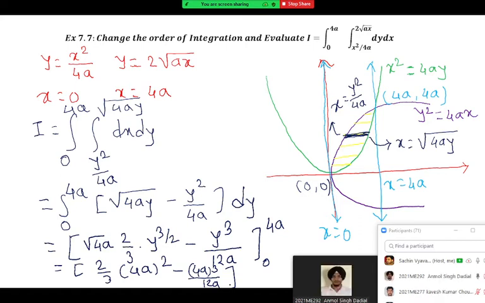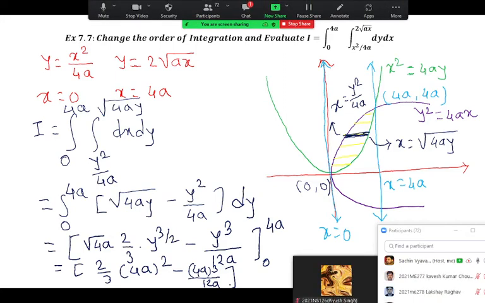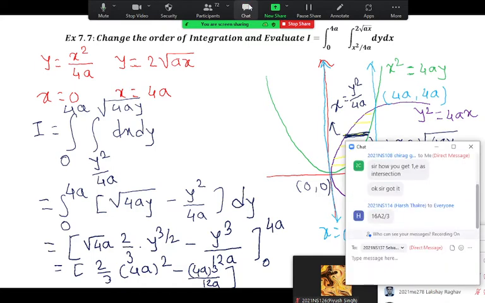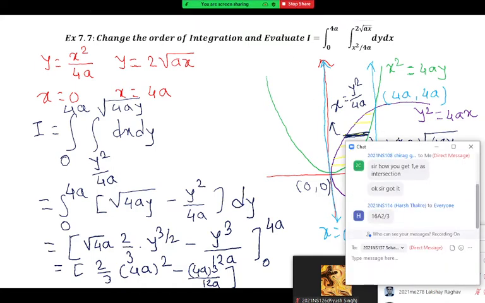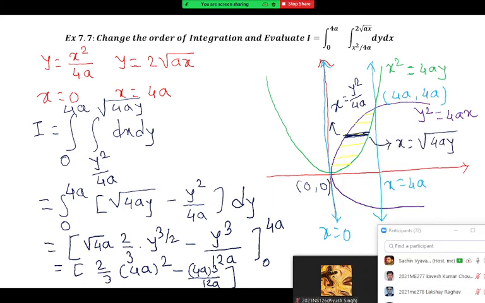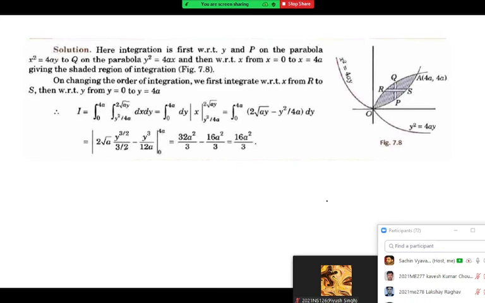Sir, minus 8a square by 3. Minus is not the answer. Just 8a square by 3? Sir, 16a square by 3. I think 16a square by 3 is the correct answer. Let me check. Yes, Harsh also gave 16a square by 3. Yes, 16a square by 3 is the correct answer here.